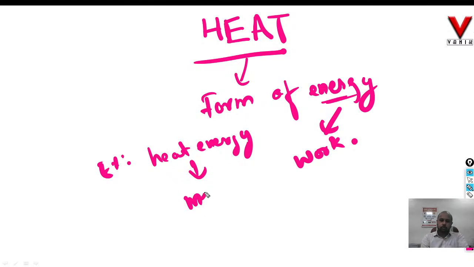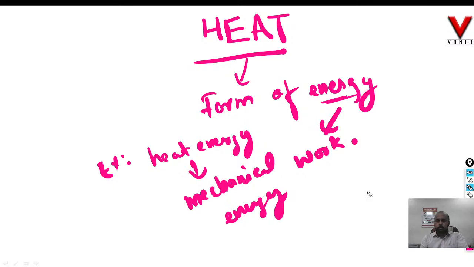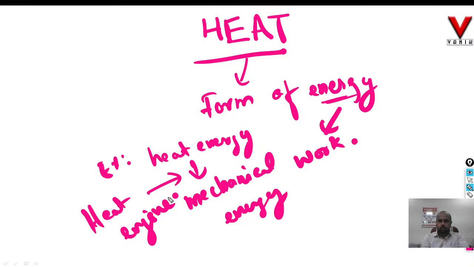it gets converted to mechanical energy. The device that is implemented here is a heat engine. Okay.